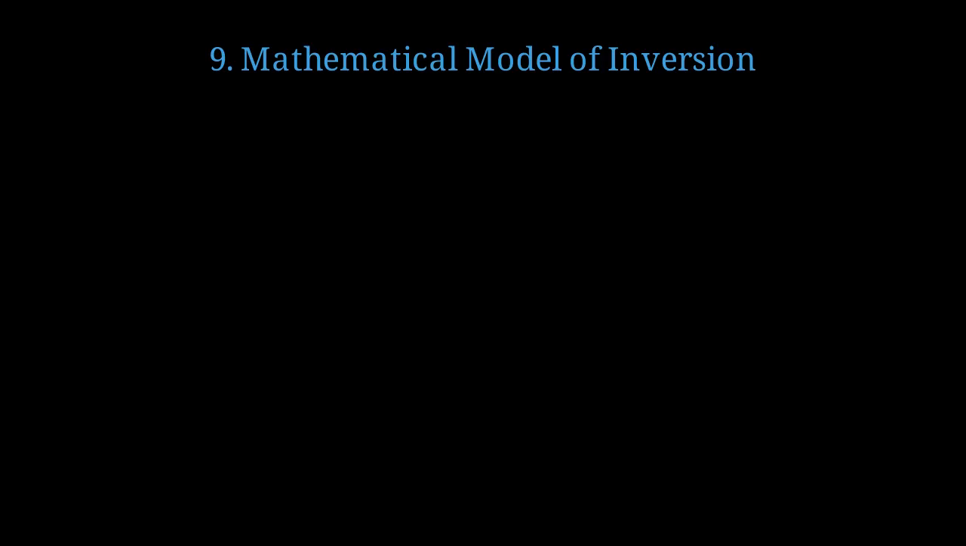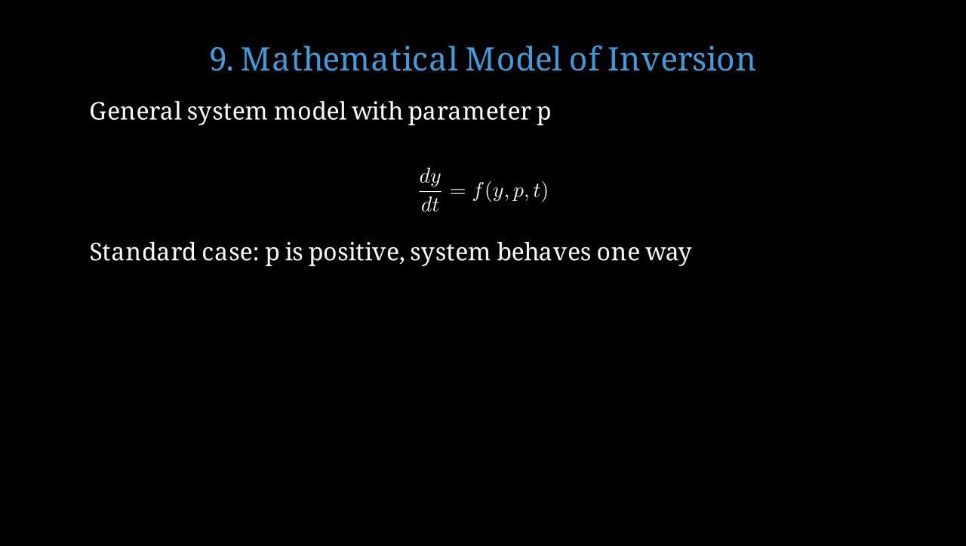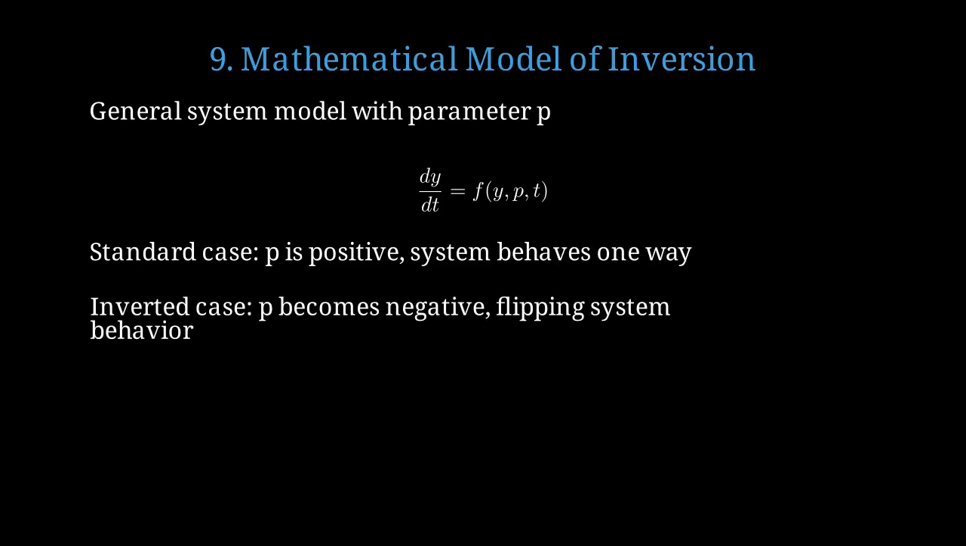Let's develop a general mathematical model that captures the essence of inversion across different domains. Consider a general system model characterized by a parameter p that controls some aspect of behavior. The system dynamics are given by dy/dt equals some function f of state y, parameter p, and time t. In the standard case, parameter p is positive, and the system behaves in the expected manner. In the inverted case, we make p negative, which flips the fundamental behavior of the system. We have p standard greater than 0, and p inverted equals negative p standard, which is less than 0.